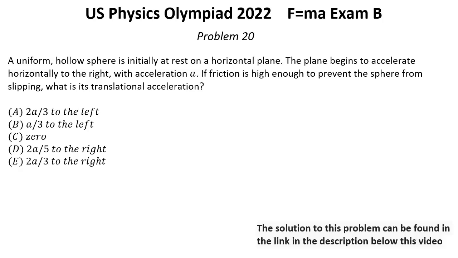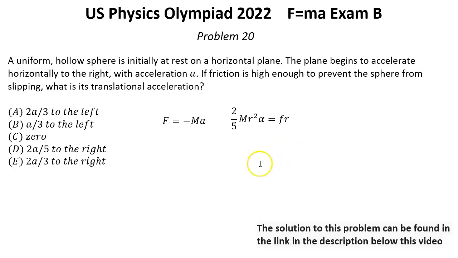It's easiest to begin by working in the non-inertial frame of reference of the plane. In this frame there is a fictitious force on the sphere directed to the left. This is negative ma, effectively acting at its center. Taking torques about the contact point with the ground, we can find that the moment of inertia, which is 2/5 mr squared, multiplied by angular acceleration equals the torque, which is the force of friction F multiplied by radius r.